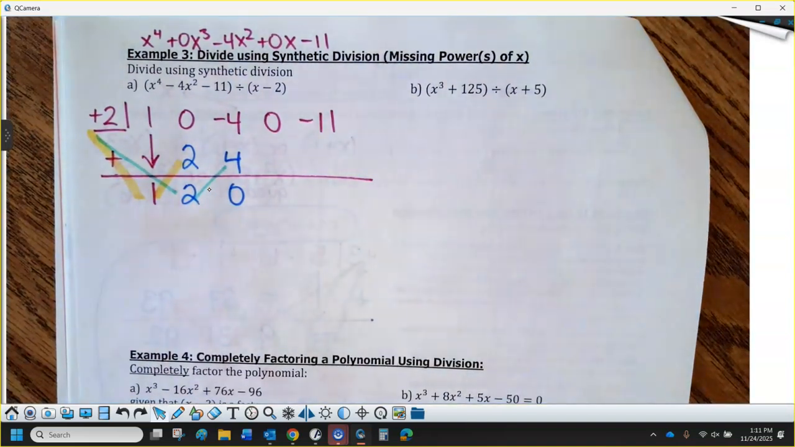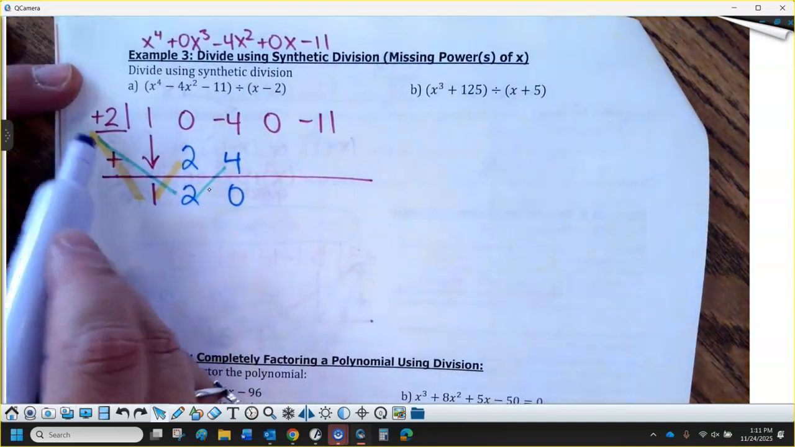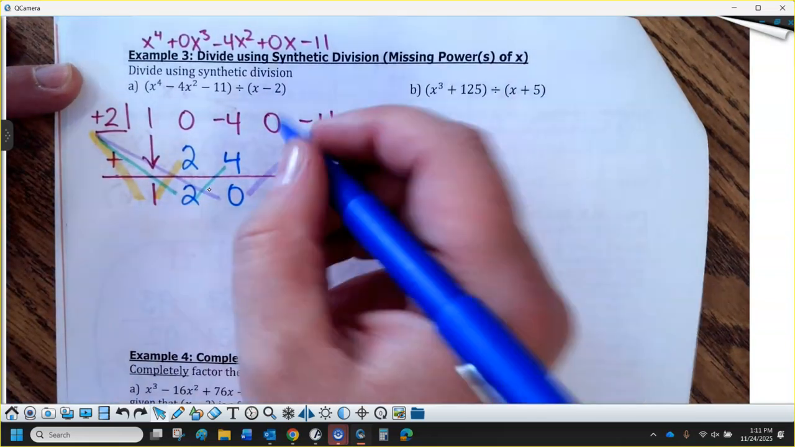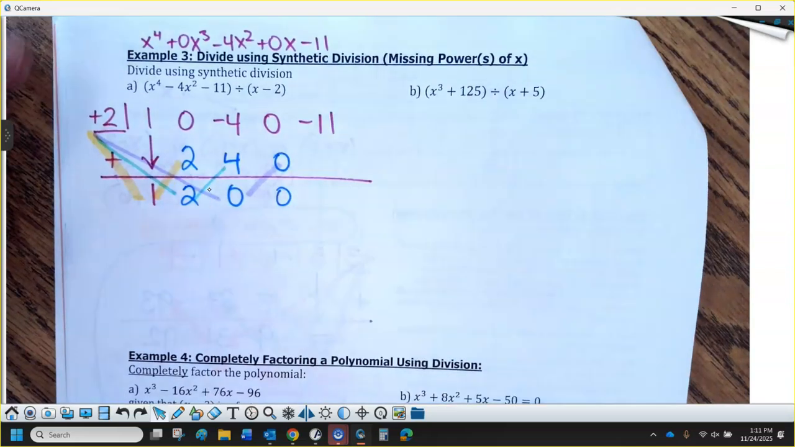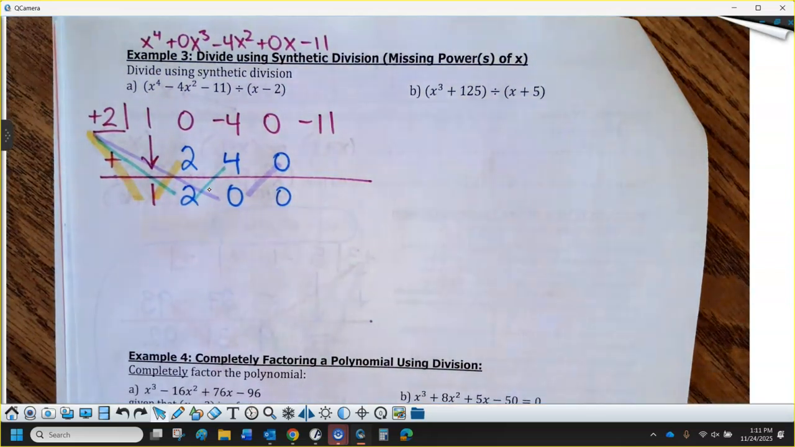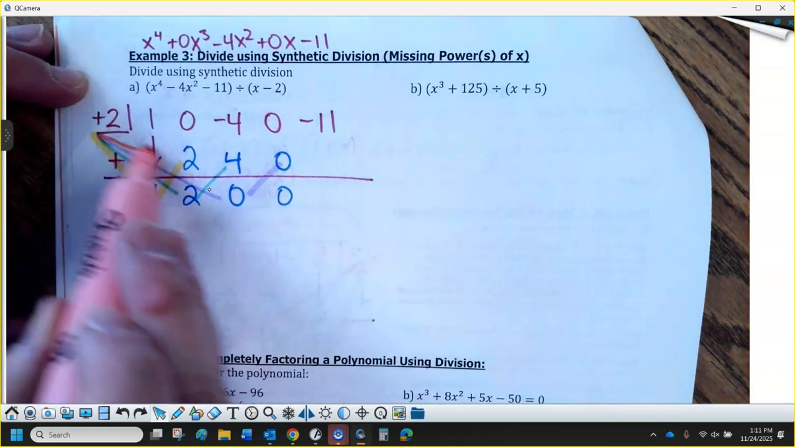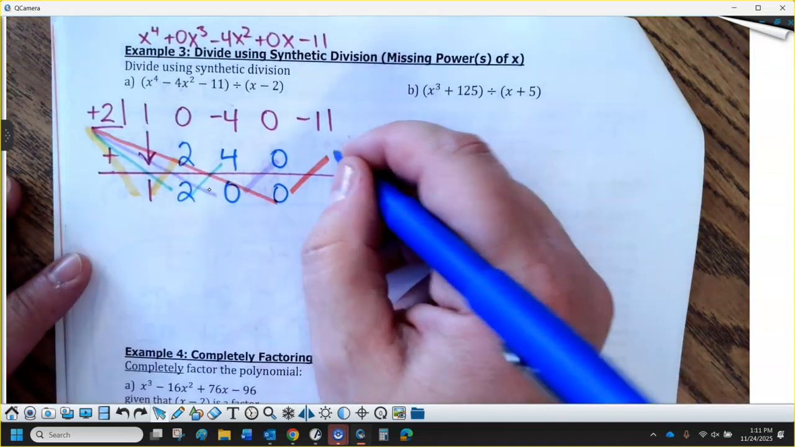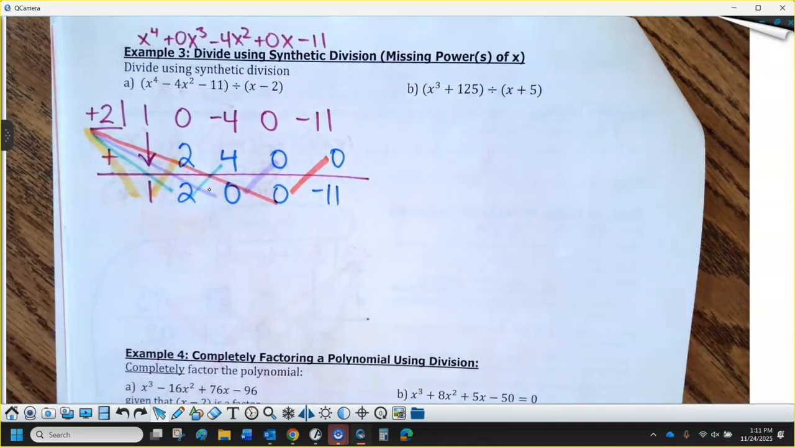I don't want you to think that happens every time, but I have several examples here where it happens. 2 times 0, anything times 0 is 0. So if I add that to 0, that's going to also be 0. And then I have one more. So I'm going to do 2 times 0 again, and again I'm going to get 0. And you just add the numbers that are stacked on top of each other. So negative 11 plus 0 is going to stay negative 11.